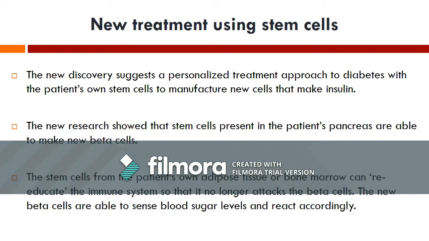The new treatment using stem cells. The new discovery suggests a personalized treatment approach to diabetes, with the patient's own stem cells used to manufacture new cells that make insulin. The new research shows that the stem cells present in the patient's pancreas are able to make new beta cells. The stem cells from the patient's own adipose tissue or bone marrow can re-educate the immune system so that it no longer attacks the beta cells. The new beta cells are able to sense blood sugar levels and react accordingly.